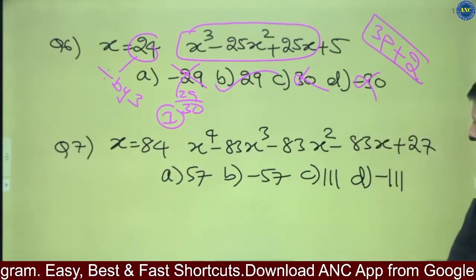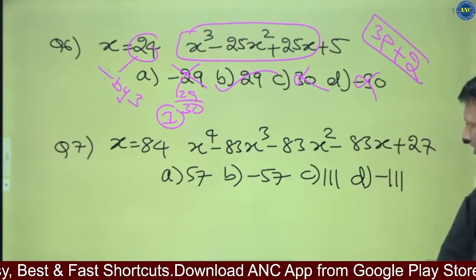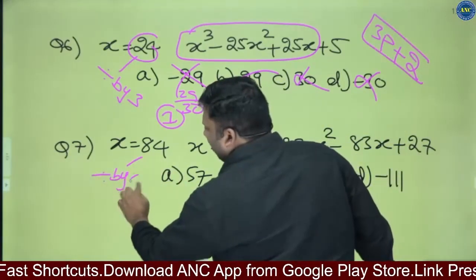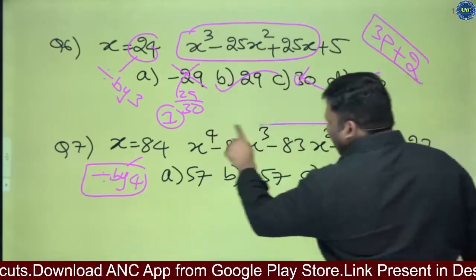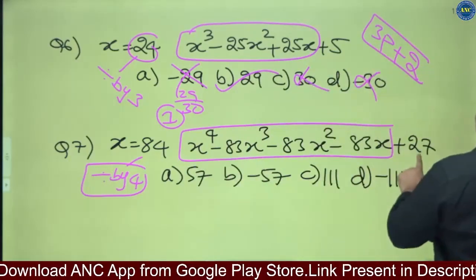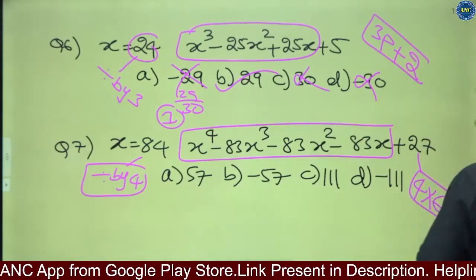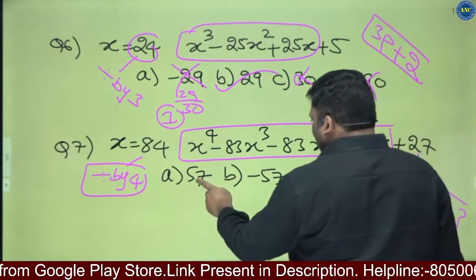Similarly here, if you observe carefully, 84 is divisible by 4, 4 into 21. Are you all with me? So this entire number is divisible by 4. 27: 4 6s are 24 plus 3. When divided by 4, the remainder should be 3.